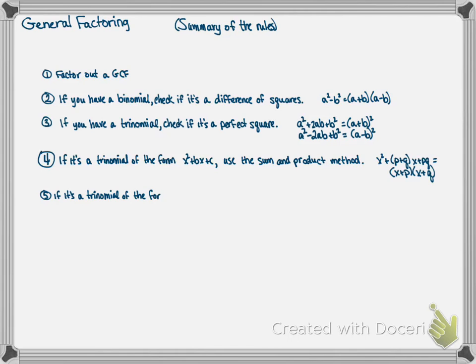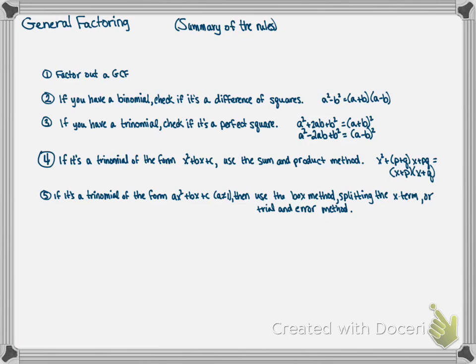Lastly, if it's a trinomial of the form ax squared plus bx plus c, where a does not equal 1, then you can factor it using several different methods, including the box method, splitting the x term, or trial and error. We're going to look at the box method.